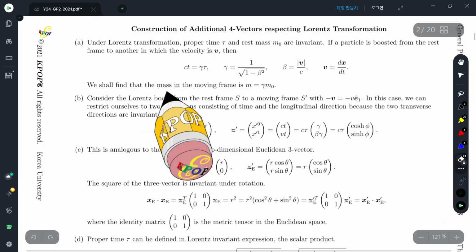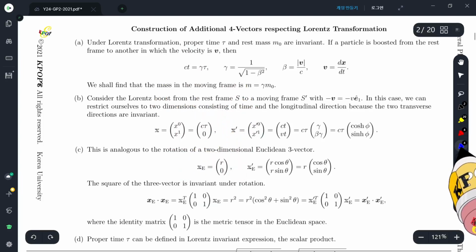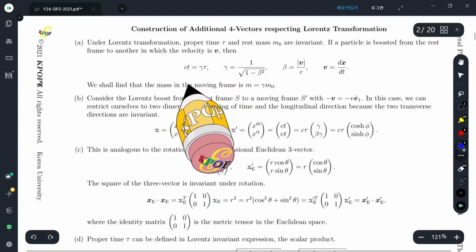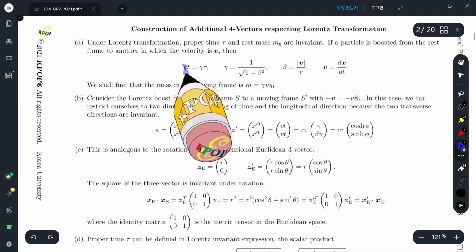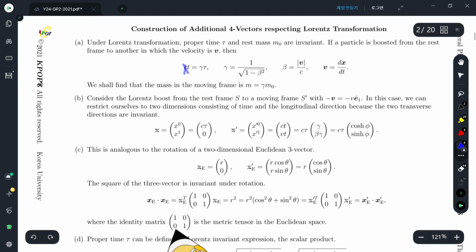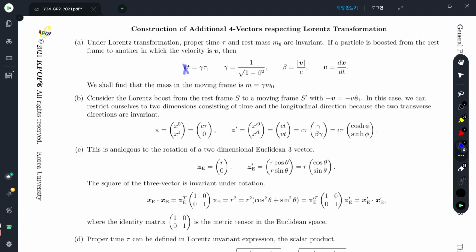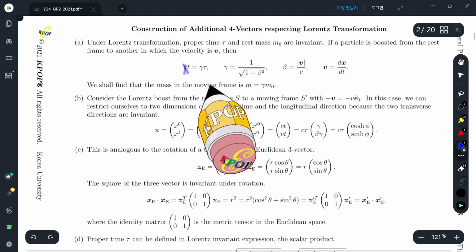Our starting point was, well, there's a typo. C should be removed. So this C should be removed.